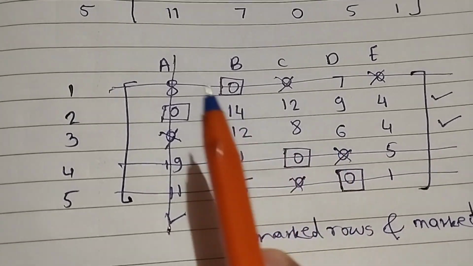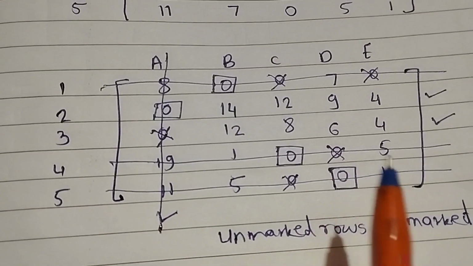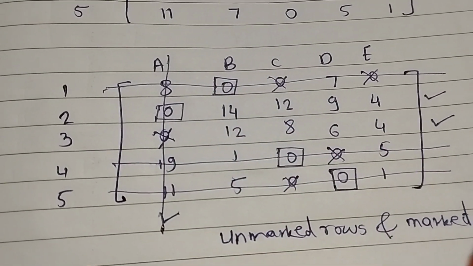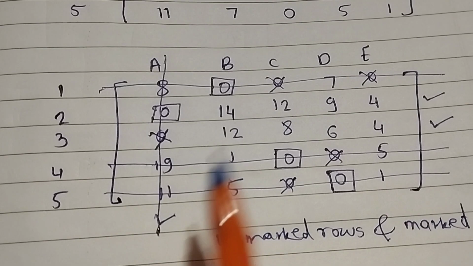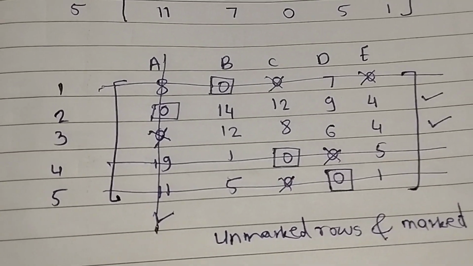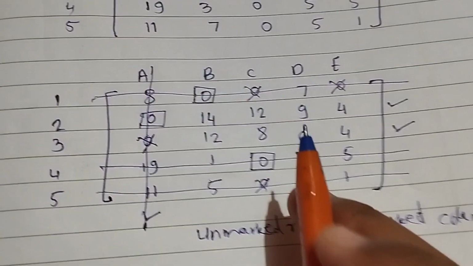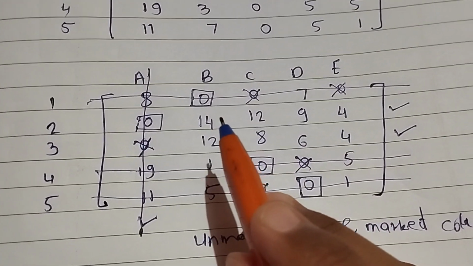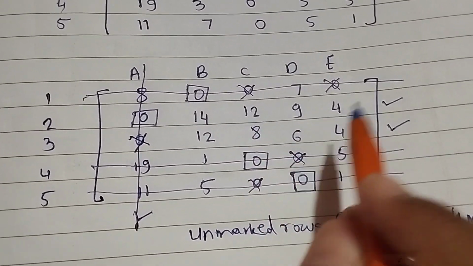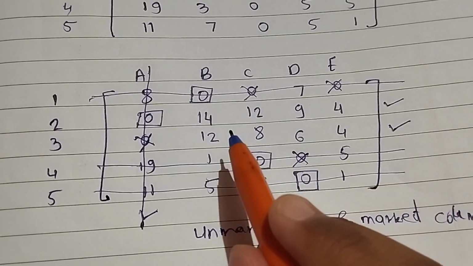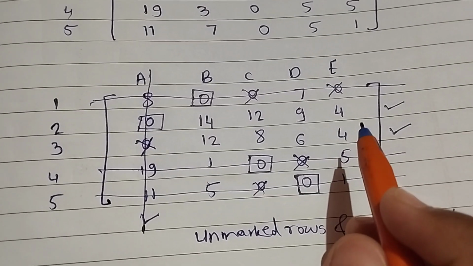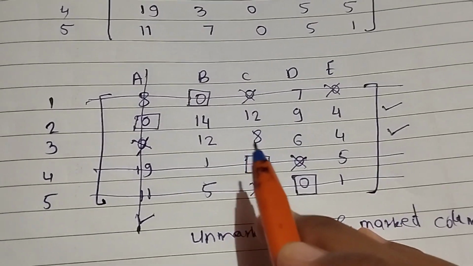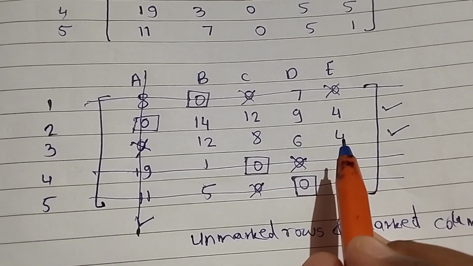So we can see here all the zeros are covered by the minimum of 4 lines. This is the 1st, 2nd, 3rd and 4th. With the 4 lines we covered all the zeros in the matrix. Now the next step is to select the smallest value from the unmarked elements. So here 14, 12, 12, 8, 9, 6, 4, 4. These 8 elements are the unmarked elements. From these 8 elements, 4 is the smallest element.